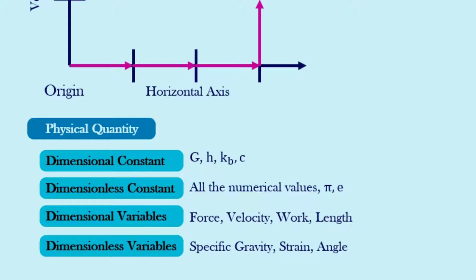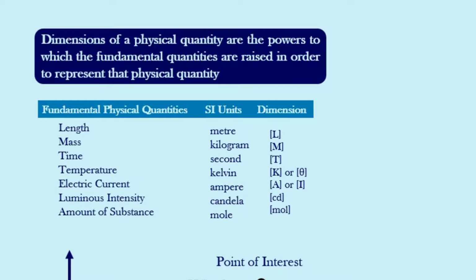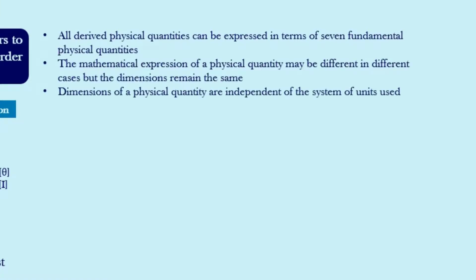Now let's see the dimension of fundamental physical quantities once again. The dimension of length is represented by capital L, mass is represented by capital M, time is represented by capital T, thermodynamic temperature is represented by capital K or theta, electric current is represented by capital A or capital I, luminous intensity is represented by small cd, and amount of substance is represented by small mol. We must remember that these quantities are independent of each other, hence they can act as the base in dimensional analysis.